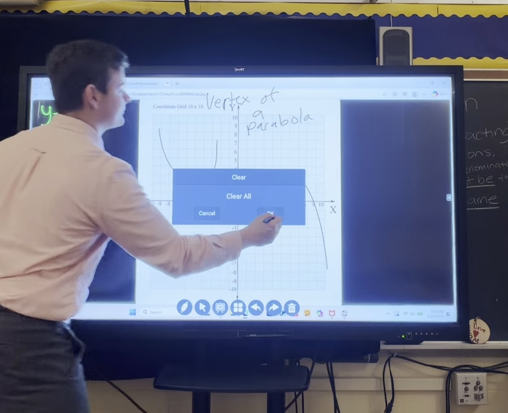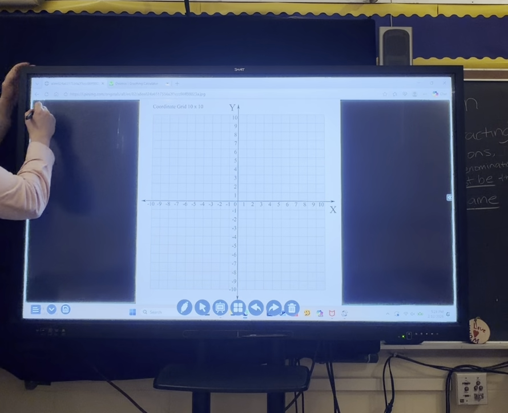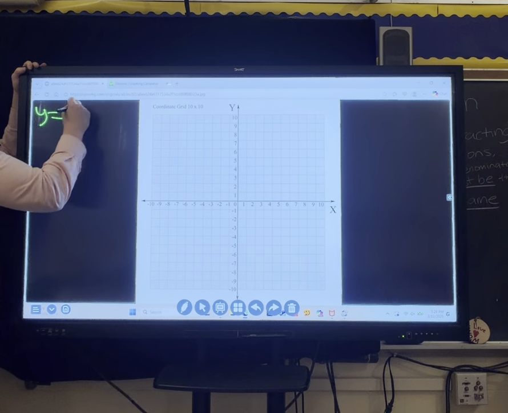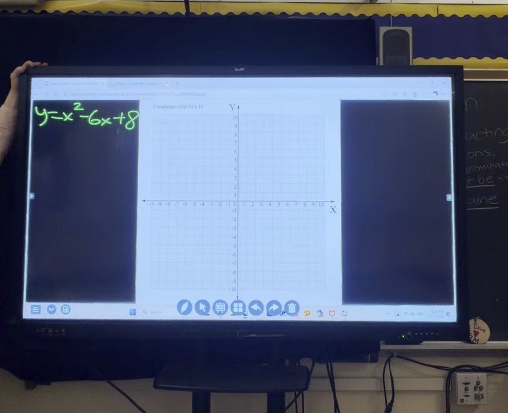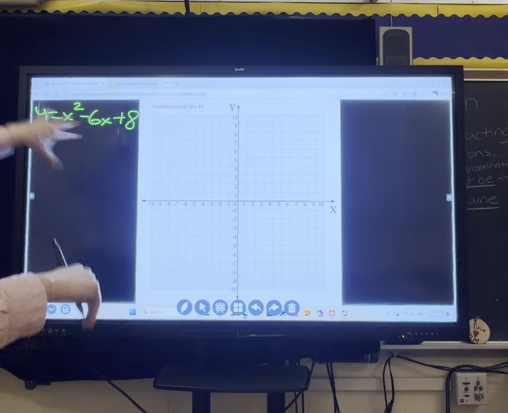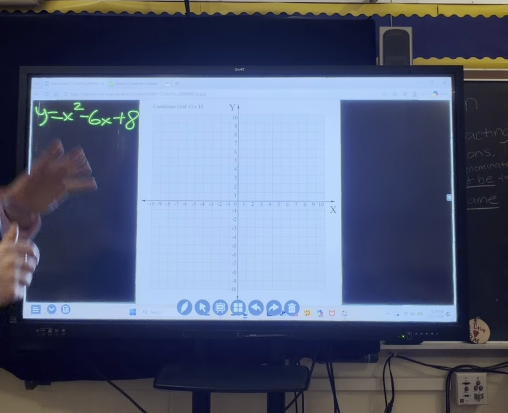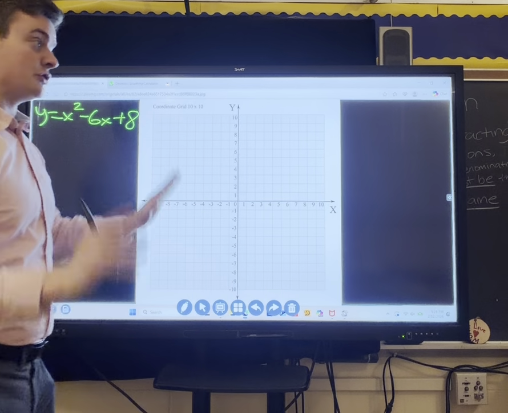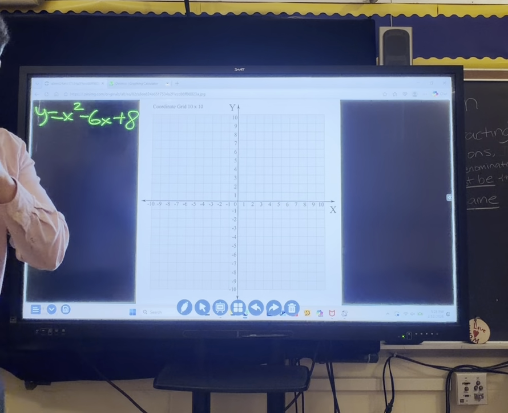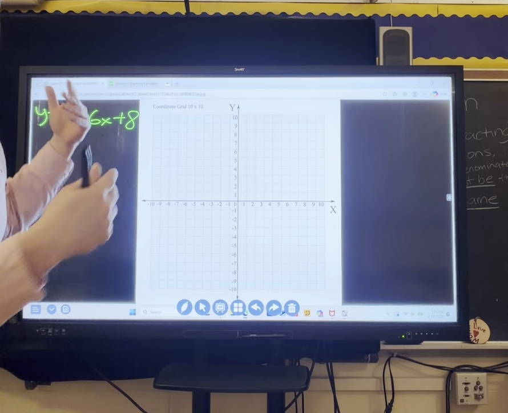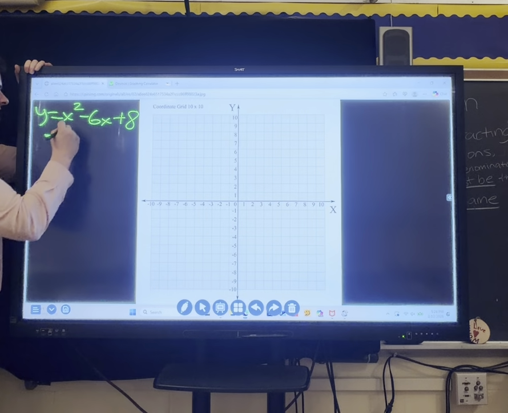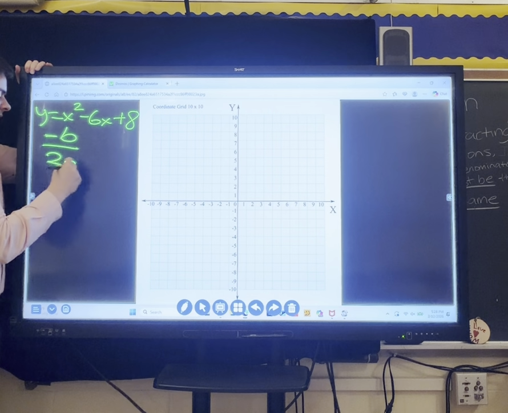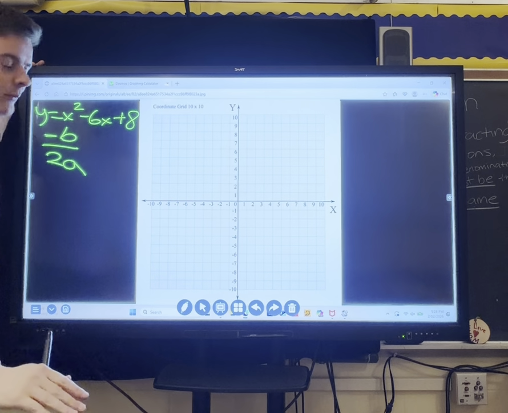How do we find it? First it starts with an equation, y equals x squared minus 6x plus 8. Okay, again, I don't know what this looks like. I just know it's some kind of U. And I want to find the lowest point of it, or the highest point of it, depending on what it is. To find the vertex, it's always negative b over 2a, always.